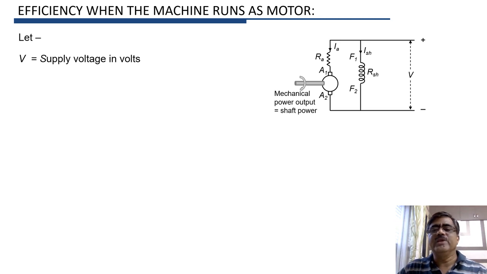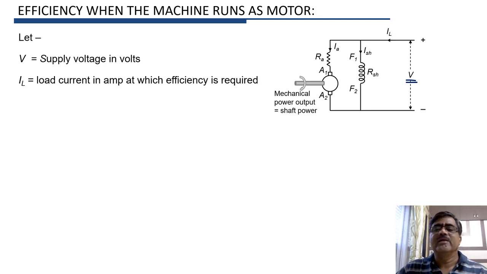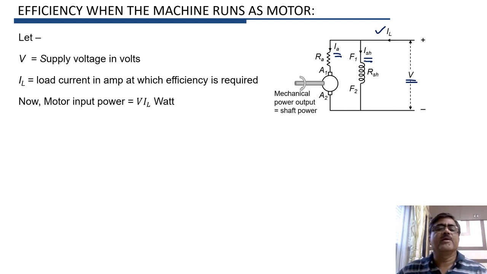So here let V be the supply voltage in volts. Then let IL be the current drawn by the motor, that is load current in ampere at which efficiency is required. Now here ISH is the current flowing through the shunt field winding, and Ia is the current flowing through armature. So here the power input to the motor is electrical power input, and this electrical power input P in is equal to the product of supply voltage V and load current IL. So P in is equal to V into IL.